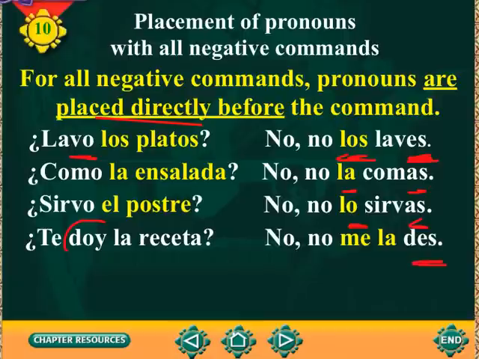Remember, doy comes from dar, and that should signal to you that it's got to be an irregular because it doesn't end in an O in the yo form. Also remember, whenever you see a me in a question, come back with a te. Whenever you see a te in a question, come back with a me. So, te doy la receta? No. No me la des.